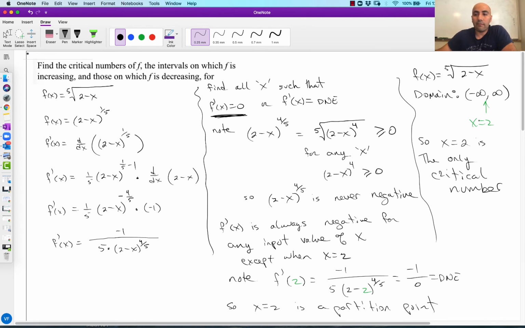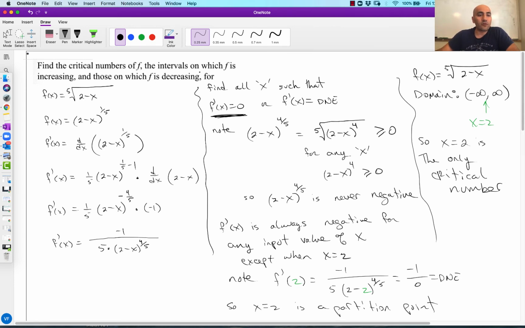There will be cases where we find a partition point and then we come back and think about the domain and it might not be in there. And if it's not in there, then it's not a critical point. So there are values that can be partition points, but then they don't qualify, they don't upgrade to become a critical point, a critical number. Okay, so we found the first part, find the critical numbers of f.